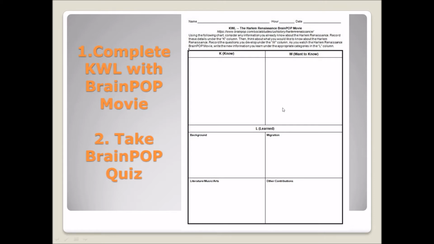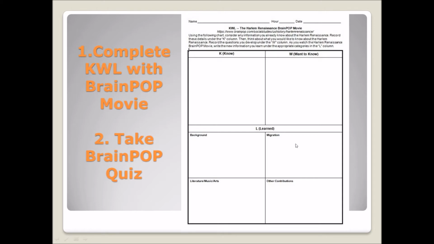Before we can move on to the Learned column, we are going to need to watch the Brain Pop movie about the Harlem Renaissance. But first, let's take a look at the categories in the L section. Right here is background. I'm going to record any background information that I learned in the video in this section.